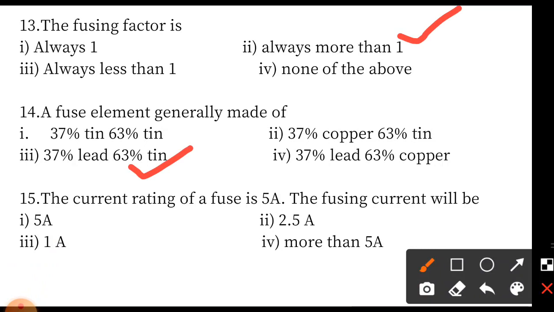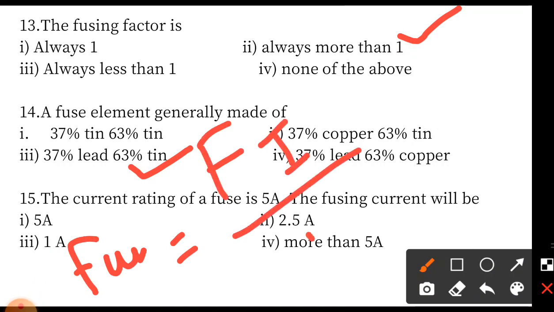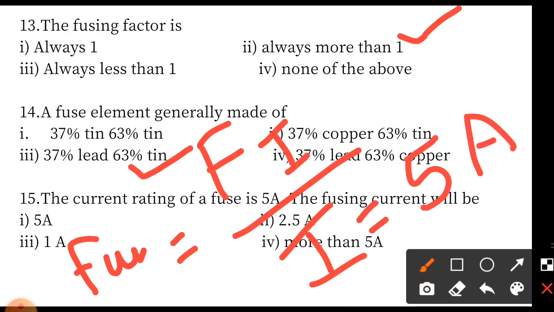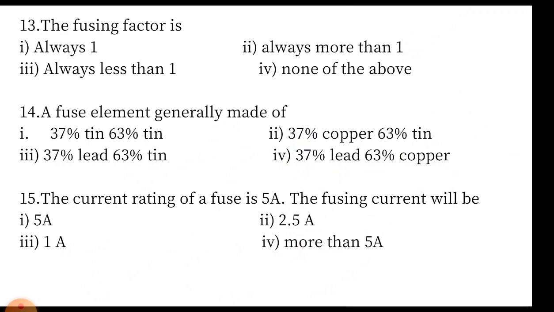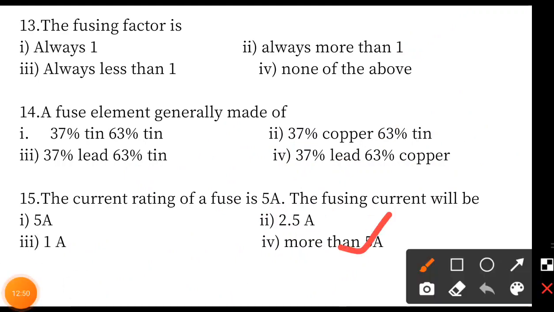15th question. The current rating of a fuse is 5 ampere. The fusing current will be. We know fusing factor is equal to fusing current divided by current rating. So here current rating is 5 ampere. We know fusing factor is always greater than 1. So for it to be always greater than 1, our fusing current should be greater than 5 ampere. So here the answer is more than 5.